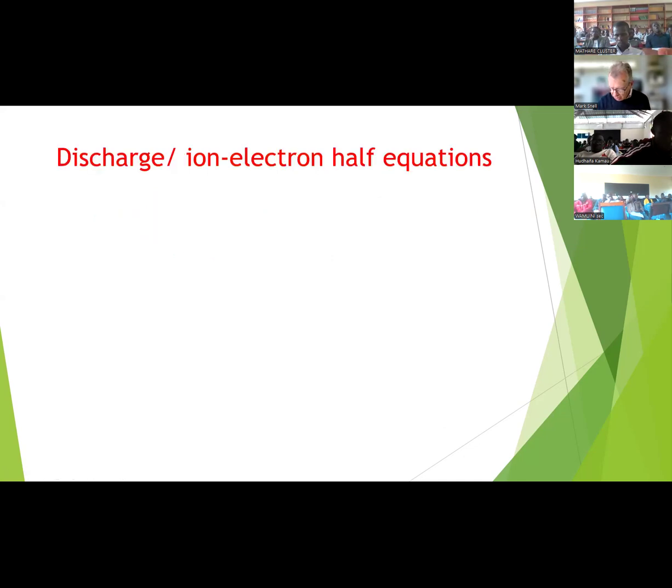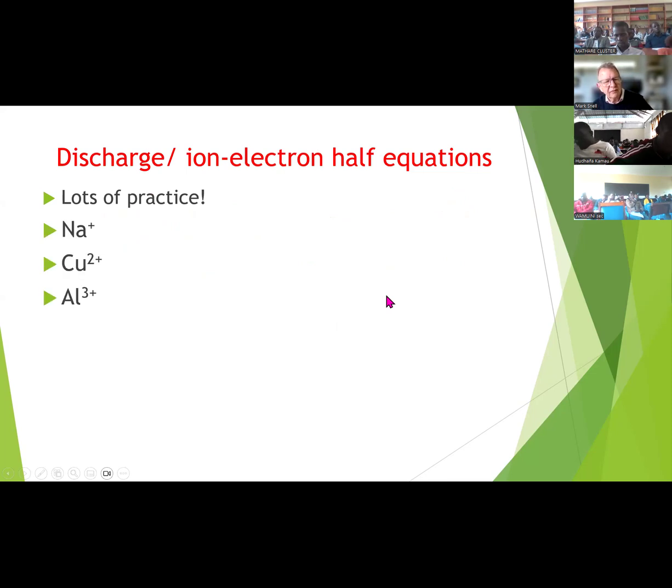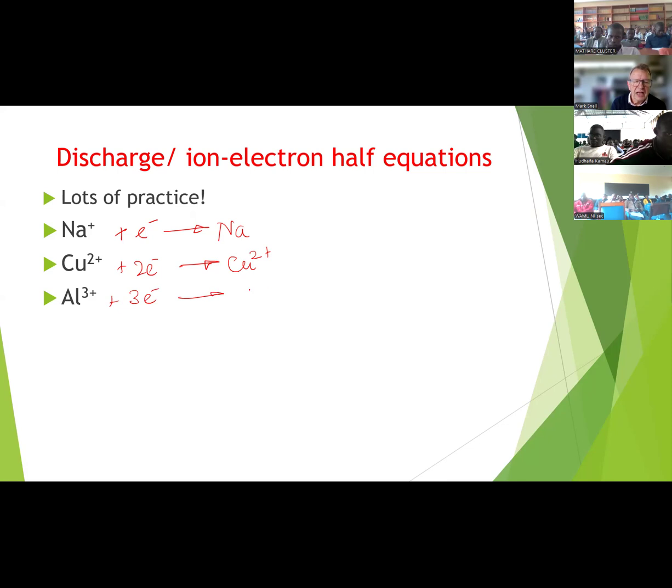Then we come to discharge and ion-electron half equations. And it takes a lot of practice for many of them. I tend to give them cations first, and I say, all right, how would they become electrically neutral? And sometimes some student will go, well, okay, if I add one electron to that, it can become sodium. And you go, yes, that's right. So this is easy. So I do one, then we do one, and then they do some themselves. And I say, but that's only the cations. So how about the anions?